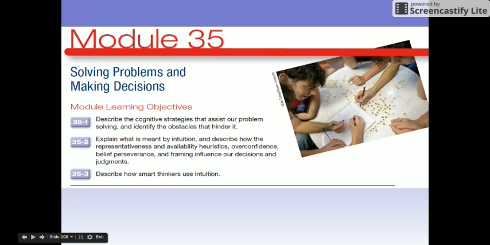One of the key strategies that we need to look at when we're talking about this unit is how to solve problems, so that we can identify the obstacles that keep us from solving problems. We're also going to look at what is meant by intuition, and we're going to describe shortcuts to problem solving. We're going to look at what happens when we're overconfident, when we simply look for things to prove our bias. And we're going to describe how smart thinkers can use this intuition to help us frame our decision making.